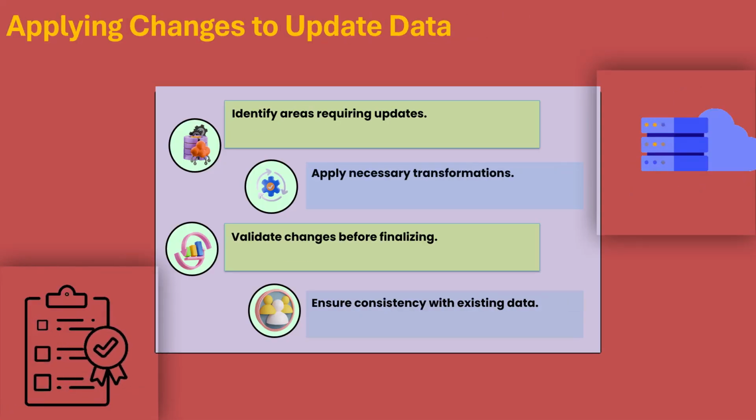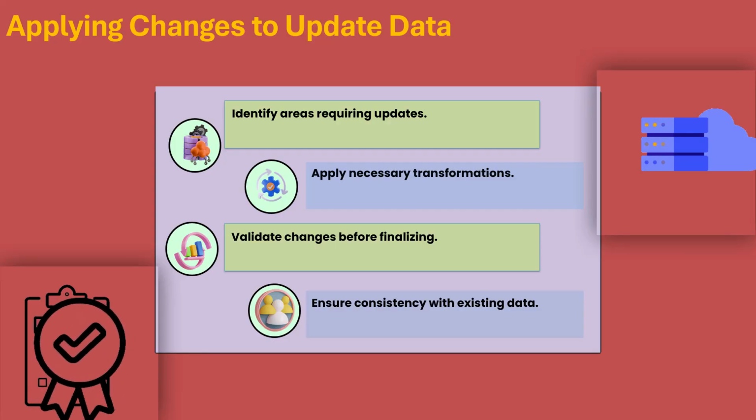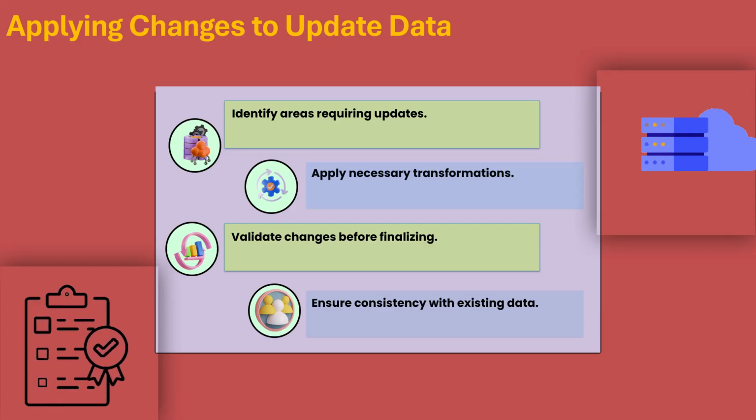Updating data is like giving your report a fresh coat of paint, except the paint is numbers and mistakes are way more noticeable. First, we identify what needs updating, then we apply the necessary transformations. A quick validation ensures we don't introduce errors, and finally, we check consistency with existing data. Keep your data clean and your reports sharper than ever.